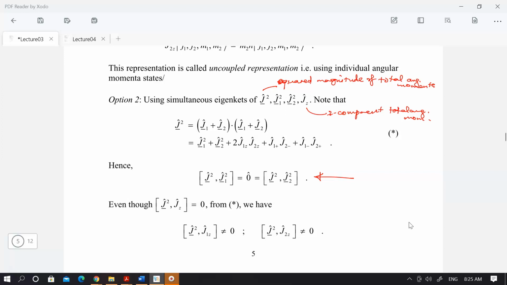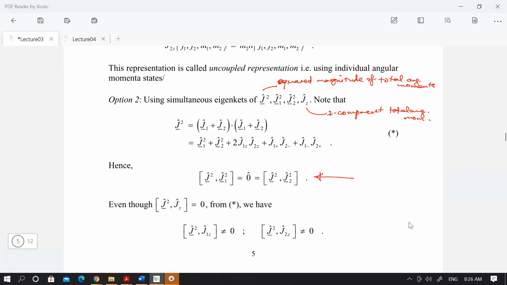Sorry, I mistakenly stated that your individual component also commutes with J1 squared and J2 squared. It's only the J squared that commutes with J1 squared and J2 squared. But if you do it for the case of J1Z and J2Z, they actually do not commute.